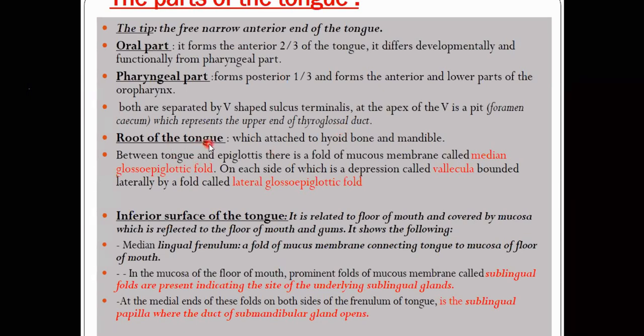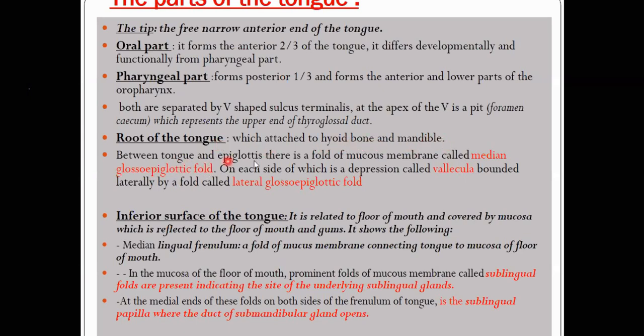The root of the tongue is attached to the hyoid bone and the mandible. Definitely there is a mandible bone, your lower jaw bone, and there is another small bone, the hyoid, in front of your neck. So the root of the tongue, through muscles, is attached to these two bones.